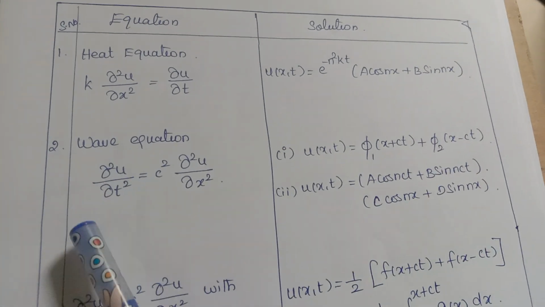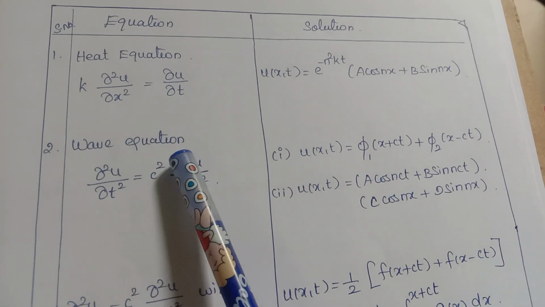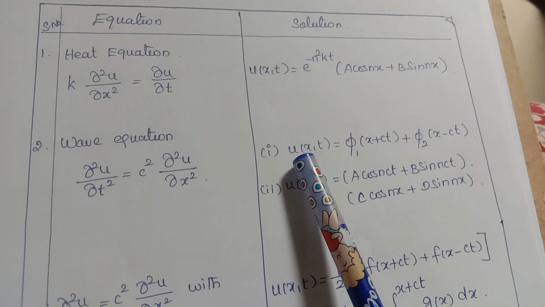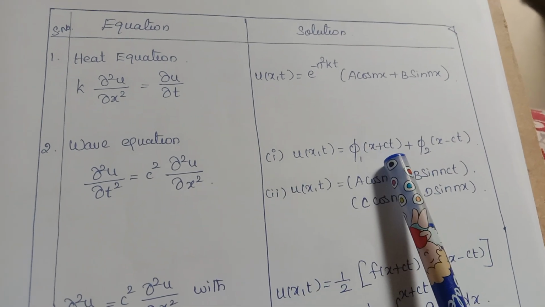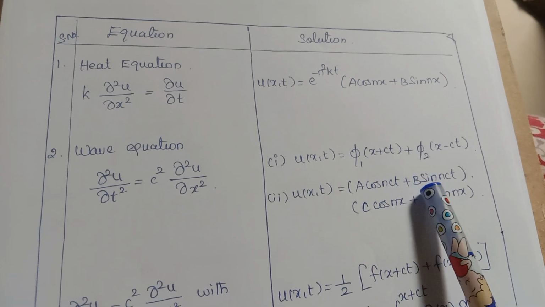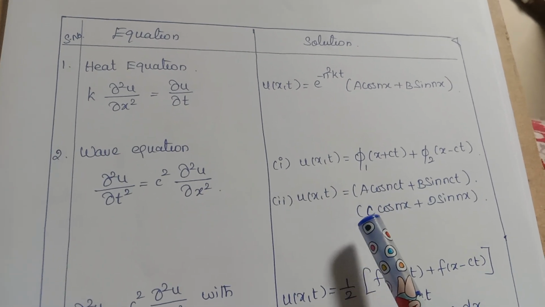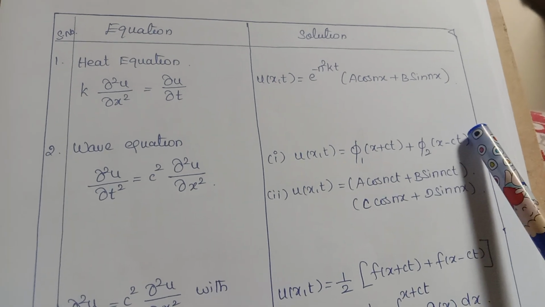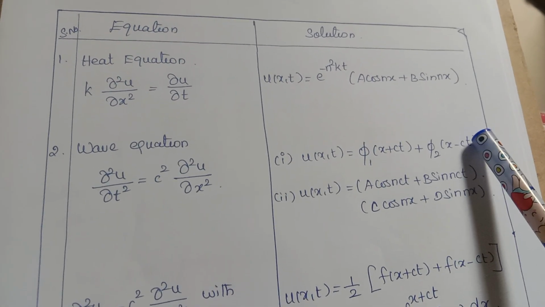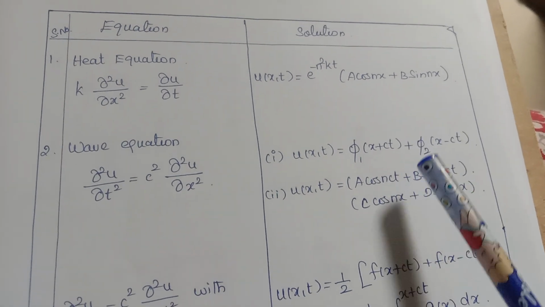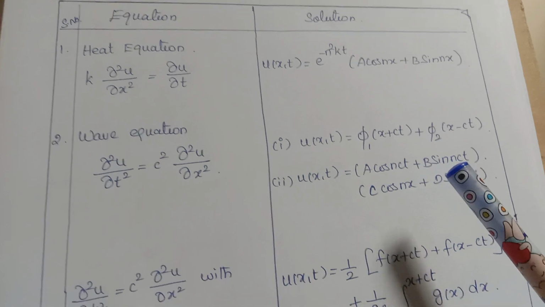Okay. For the wave equation, dou square u by dou t square equal to c square into dou square u by dou x square. If nothing is given, you can simply take u of x comma t equal to phi 1 of x plus ct plus phi 2 of x minus ct. Otherwise, a cos nct plus b sin nct into c cos nx plus d sin nx. This we obtain by solving a second order partial differential equation with constant coefficients. This we obtain by separation of variables. Both the formulas we will use for different problems.